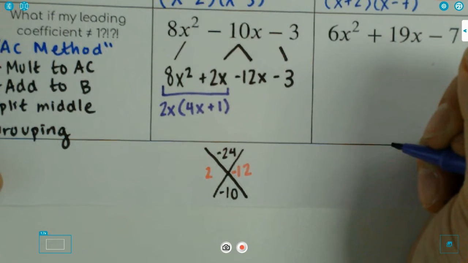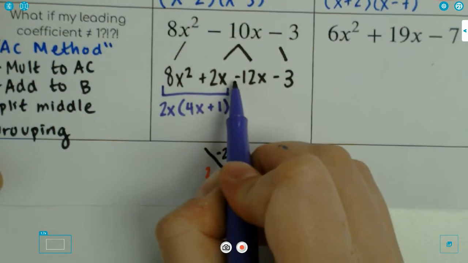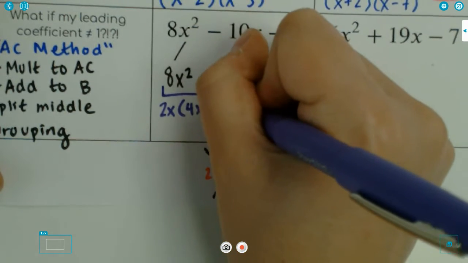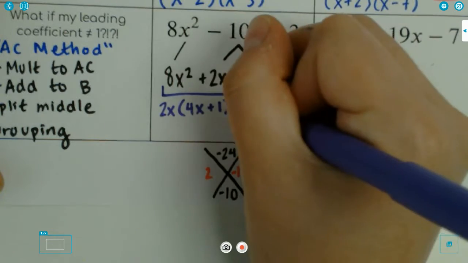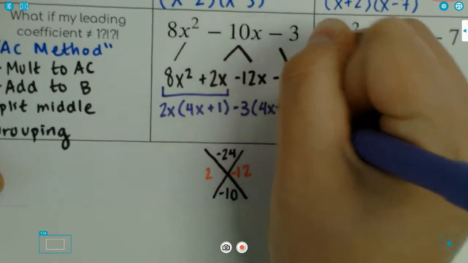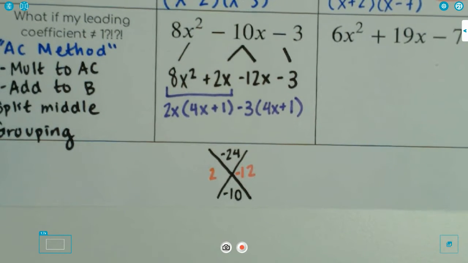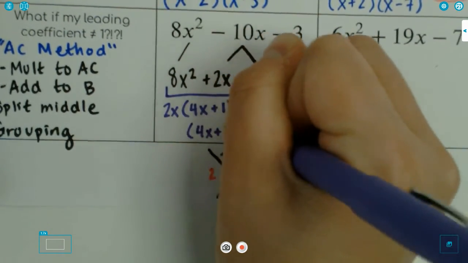Negative 12x minus 3. You can divide those both by 3. Hint of the day, if when you're factoring by grouping, your third number here is negative, your second GCF you pull out is also going to be negative. So we're going to pull out a negative 3, because then that'll leave behind a positive 4x and a positive 1, which will match. So then our final answer here is 4x plus 1 and 2x minus 3.